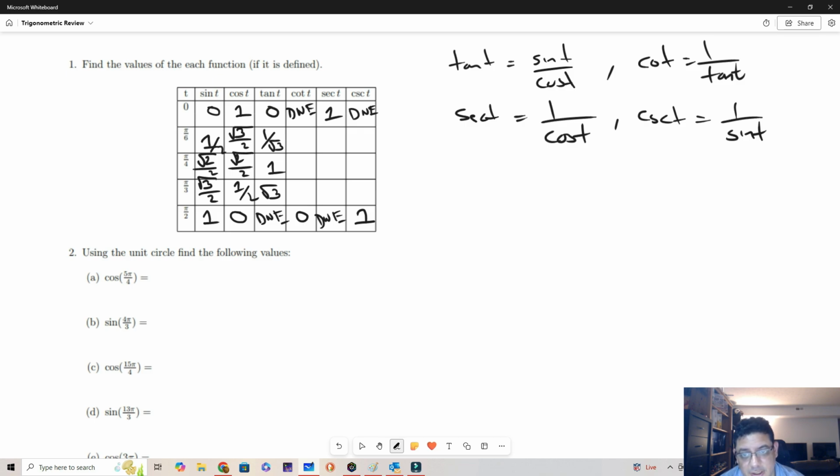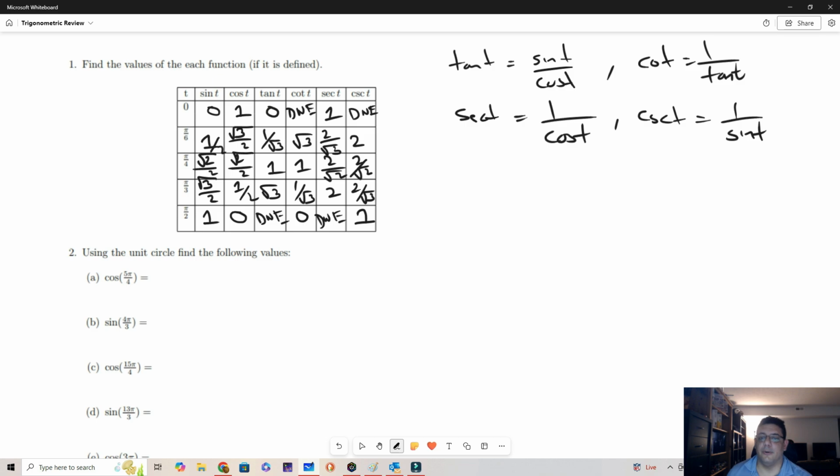Now cotangent is just 1 over tangent, so this is going to be square root of 3, 1, and 1 over square root of 3. Secant is 1 over cosine, so we're flipping the values of cosine. So 2 over square root of 3, 2 over square root of 2, and 2. And cosecant is 1 over sine, so it flips the values of sine, so we have 2, 2 over square root of 2, and 2 over square root of 3.